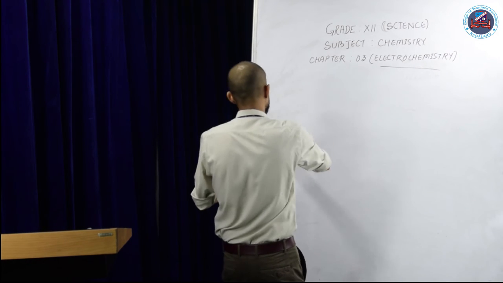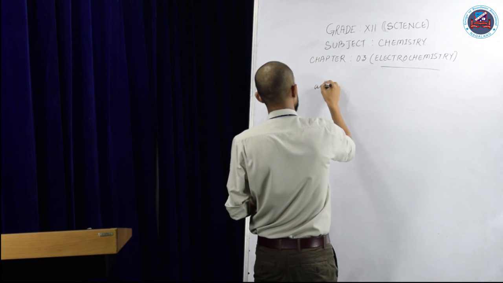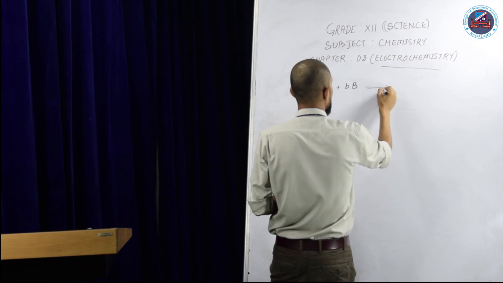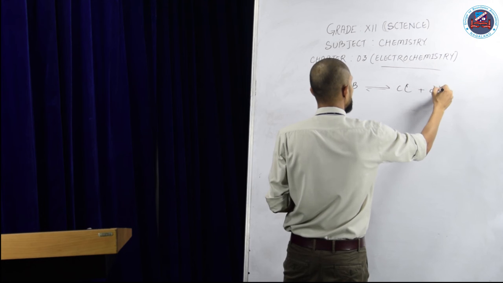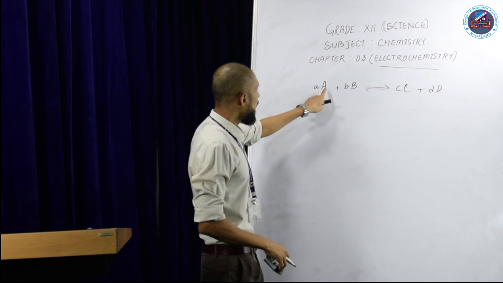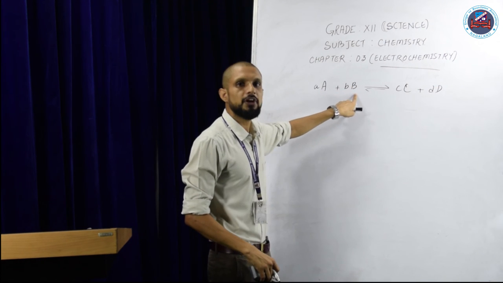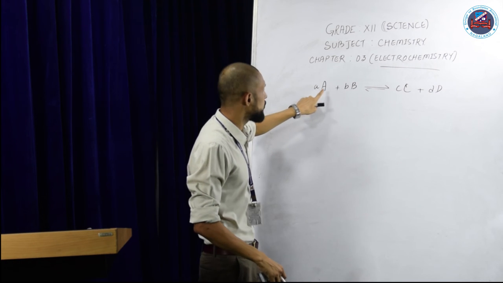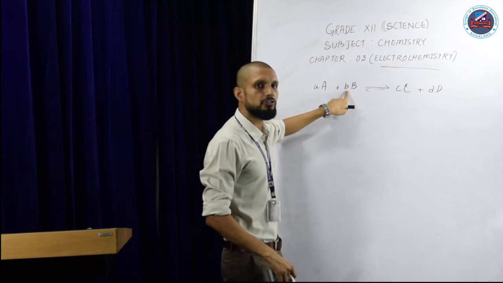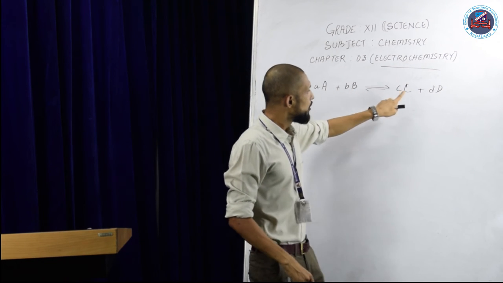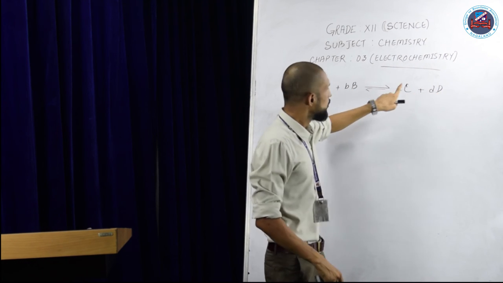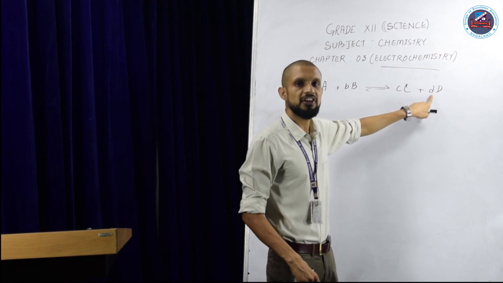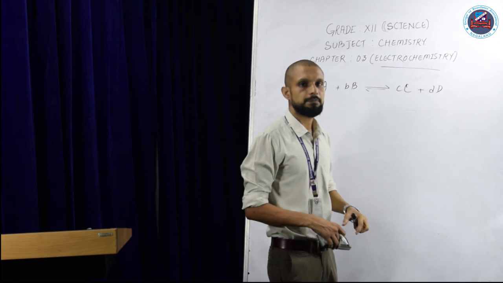Next, let us see how to write the Nernst equation for a reaction which is represented as aA plus bB gives cC plus dD, where capital A and capital B represent reactants, small letter a represents the stoichiometric coefficient of A, small letter b represents the stoichiometric coefficient of B, C and D are products. Small letter c represents the stoichiometric coefficient of C. Small letter d represents the stoichiometric coefficient of D.